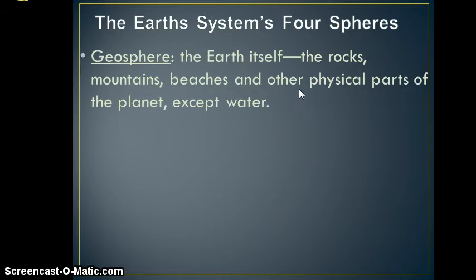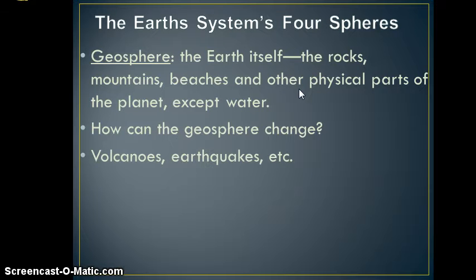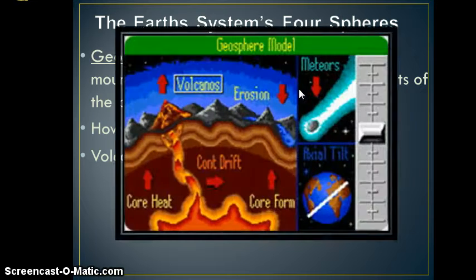Then we got into the geosphere, the Earth itself, the rocks, mountains, beaches, and other physical parts, just not the water. We talked about how the geosphere can change through natural disasters, things like volcanoes and earthquakes, where the surface of the Earth, while it seems solid, again, we get into a little bit of the plate tectonic theory and this idea of the Earth being a jigsaw puzzle at the surface of interconnected pieces. And a very, very quick diagram talking about continental drift and the plate tectonics moving. Volcanoes are kind of these rising plumes of magma from inside the Earth that then make it up to the surface.